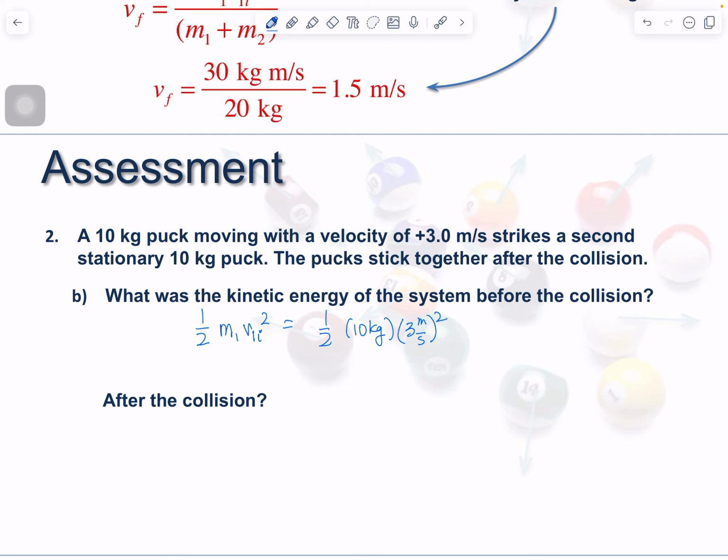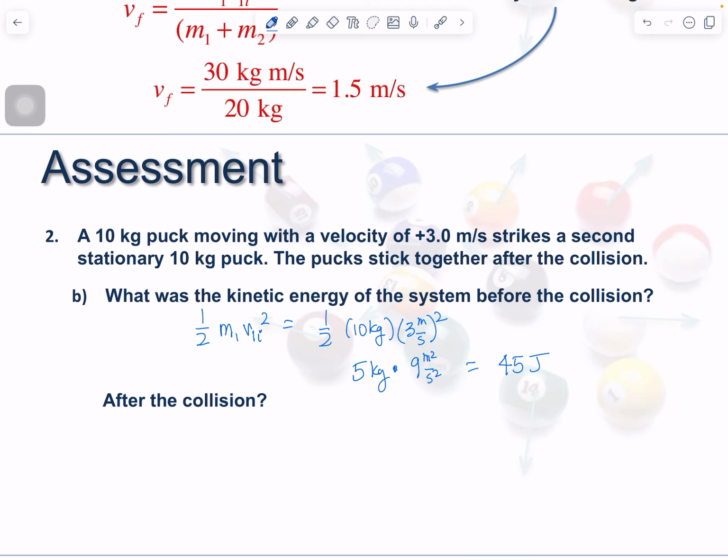Okay, so 3 squared is going to be 9. That'll be meters squared per second squared. And then 1/2 times 10 is 5 kilograms. And so 5 times 9 is going to be 45, and the unit is actually joules. So kilogram meters squared per second squared is a joule.